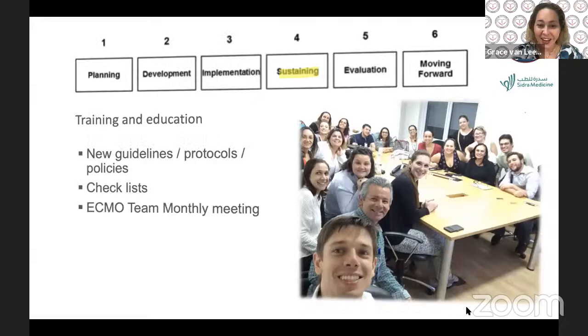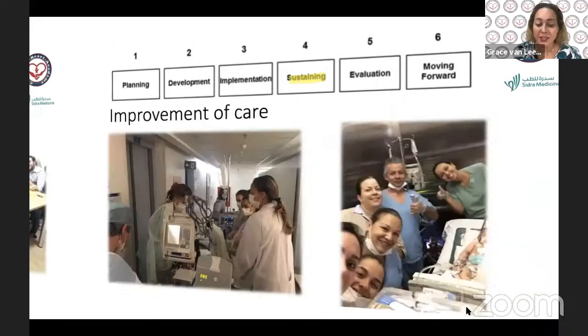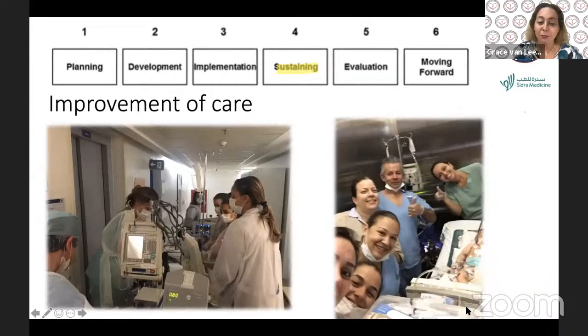And I love these 2 pictures, because this first one is the first ECMO transport that we did to the CT scan. We couldn't even breathe. We were super scared. And this is another one after maybe 1-2 years of the program. We were even able to smile while we were with the patient in the elevator. So it means that we were much more confident with what we were doing.